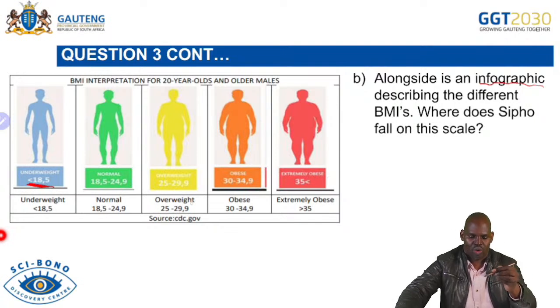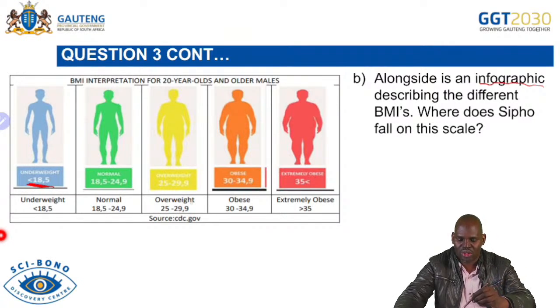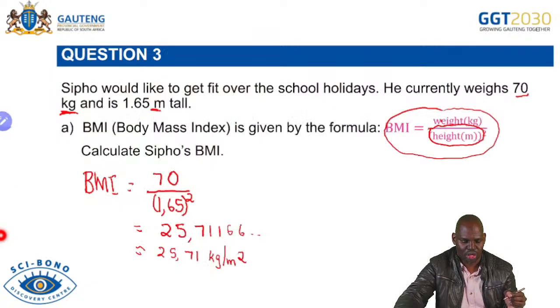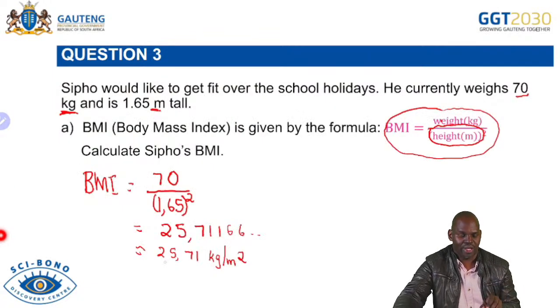Now going back to the question, they say alongside is an infographic describing different BMI. Where does SIPO fall on this scale? So now we want to check if SIPO is underweight, normal, overweight, obese, or extremely obese. Just to take you back to the previous question, you will remember that SIPO's BMI is 25.71.